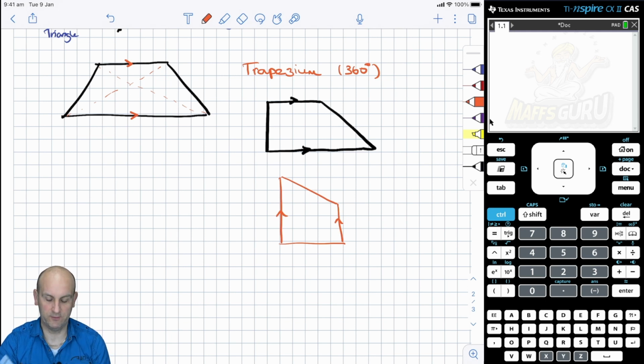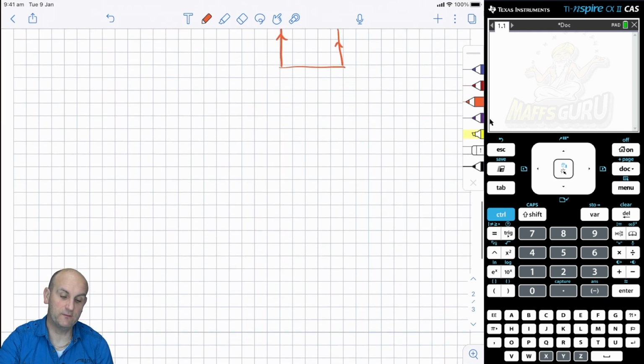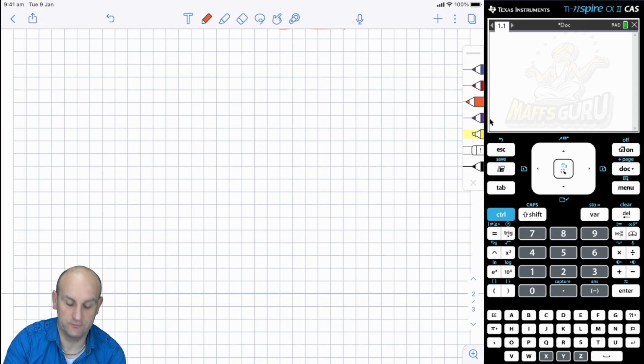So again, remember with trapeziums, we can also use our Fuzzock's rules. And if you don't know what I mean by Fuzzock's rules, there's a great video on that. All right, so there are our shapes. We've covered the main ones. Now we're going to do finding angles.